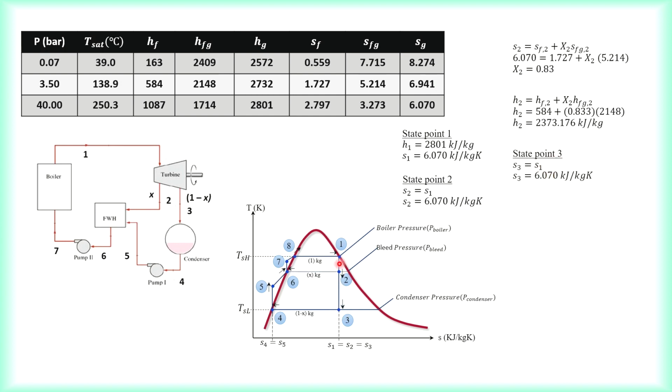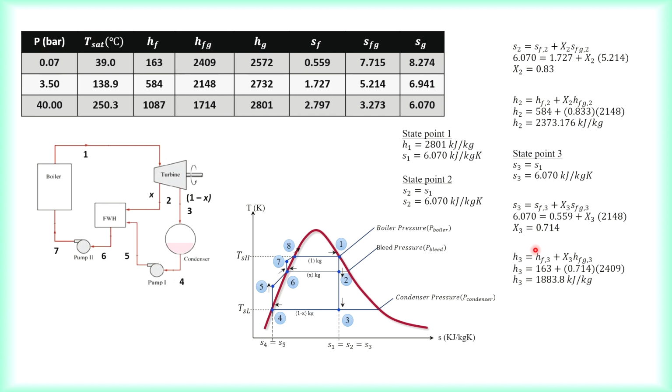Then we can move forward to state point 3. The same thing, because this vertical line indicates constant entropy. So we can take S3 equal to 6.070 kilojoules per kg Kelvin as well. From that, again we find the dryness fraction, but this time for point 3. Bear in mind that state point 3 is sitting on the condenser pressure. So you have to refer to pressure 0.07 bar, for sf 0.559, and for sfg 7.715. Sorry for that. So you will get a dryness fraction of 0.714.